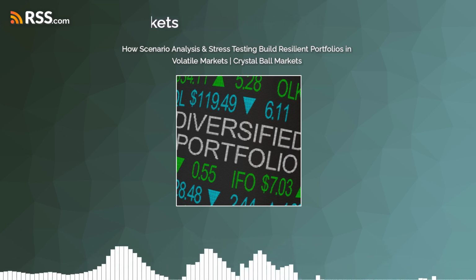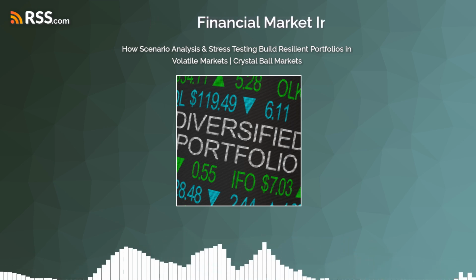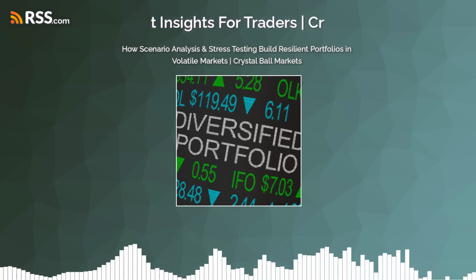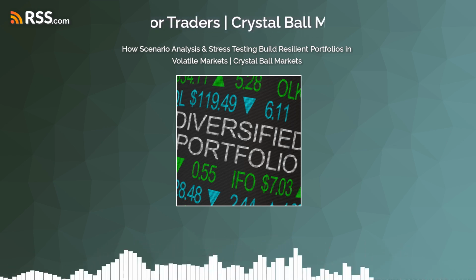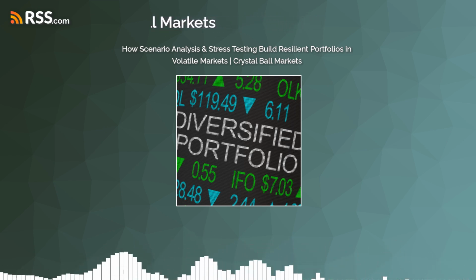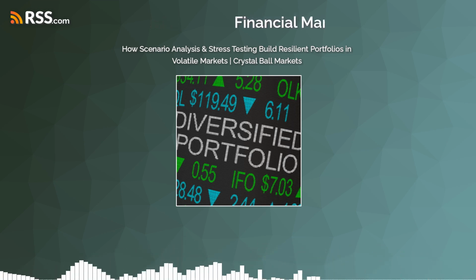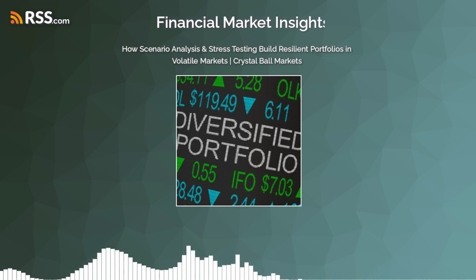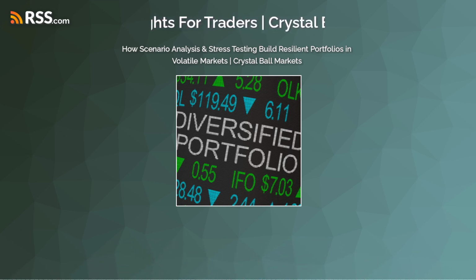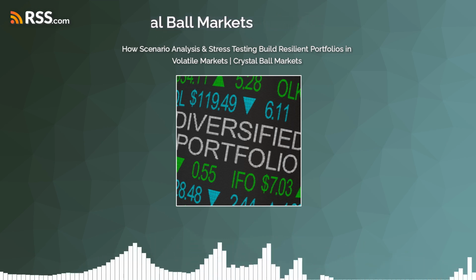First, tilt toward defensive sectors. Healthcare, utilities, and consumer staples remain in demand even when the economy slows. People don't stop buying medicine, electricity, or groceries. Increasing your allocation here provides natural protection. Second, emphasize quality and dividends. Companies with strong balance sheets, low debt, and reliable cash flows tend to hold up better. Dividend-paying stocks, in particular, give you income when growth is scarce.